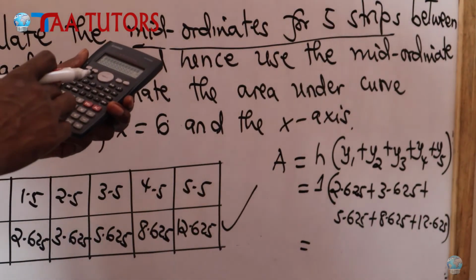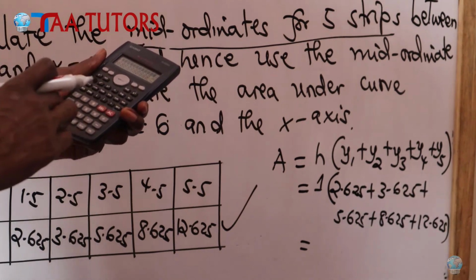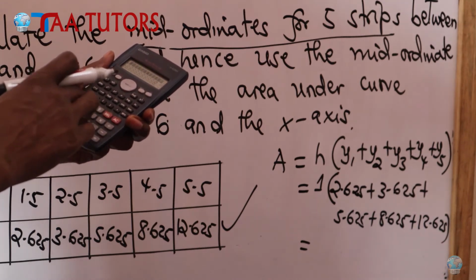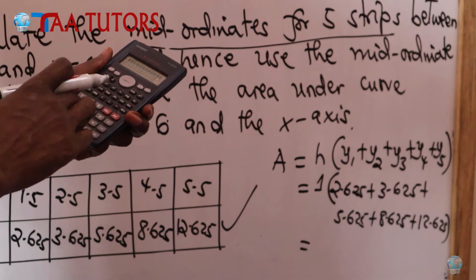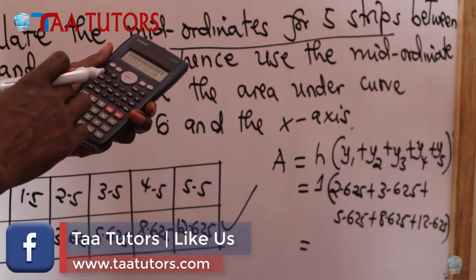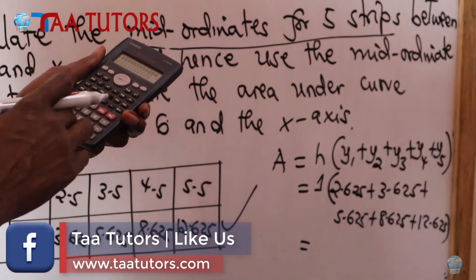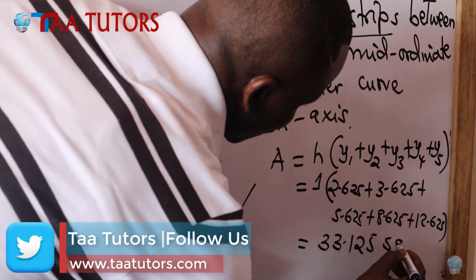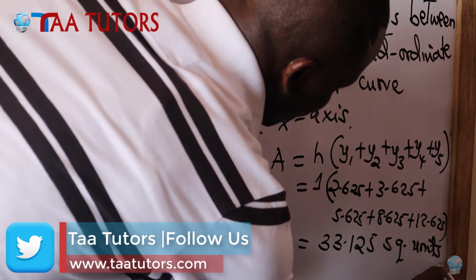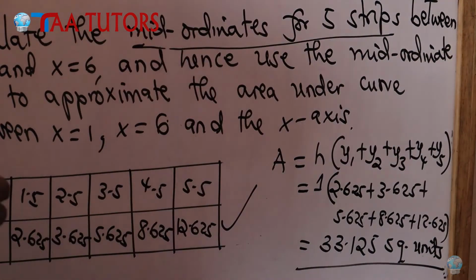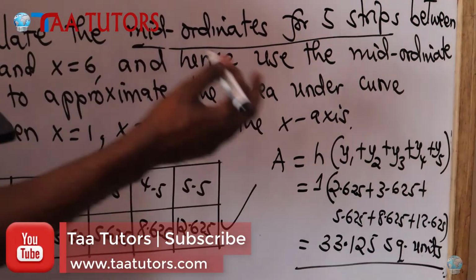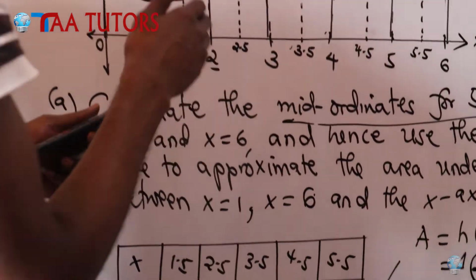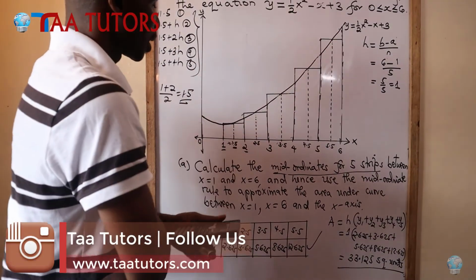We know that times 1 is just the sum of everything. So let me start: 2.625 plus 3.625 plus 5.625 plus 8.625 plus 12.625. The answer is 33.125 square units. So viewers, this is about 3 or 4 marks. We have estimated the area under the curve using the mid-ordinate rule from x equals 1 to x equals 6 and the x-axis.